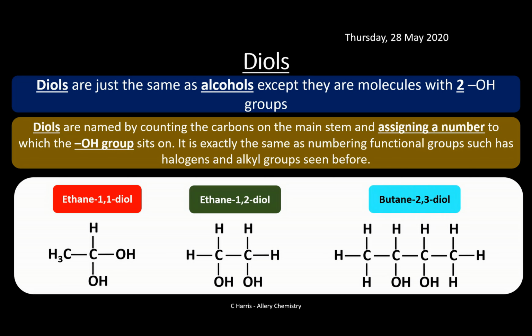So this one is butane-2,3-diol. So I think you're getting the idea of how we can actually name these. So very similar to an alcohol, but we just have 2 of them instead. So the di meaning 2, so 2 alcohols.